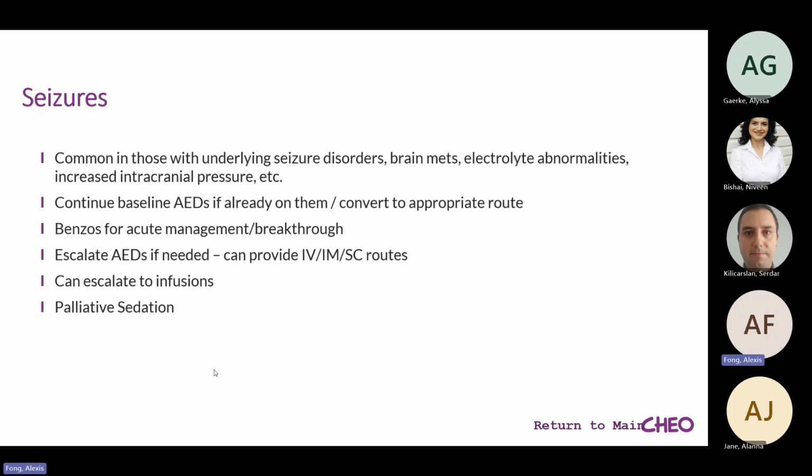We can increase the dose if need be. We can add adjuncts if they're not taking medications orally. We can always switch to IV, IM, or subcutaneous routes, or escalate to infusions. And then for severe refractory seizures, we can do palliative sedation. We'll talk about palliative sedation at the end. That's the last possible step for refractory symptoms for really anything. But again, we'll touch on this later.